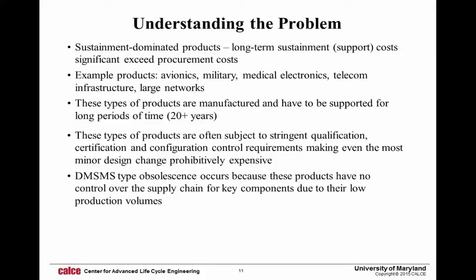Next, this type of obsolescence occurs because these products don't have any control over the supply chain for key parts. In electronics, it's things like cell phones that drive most of the supply chain. And for the kind of sustainment-dominated products we're talking about, their volumes are so small that the vendors of the parts may not even have an interest in selling to them at all. So there's no way to drive the market for the parts to stay around longer.